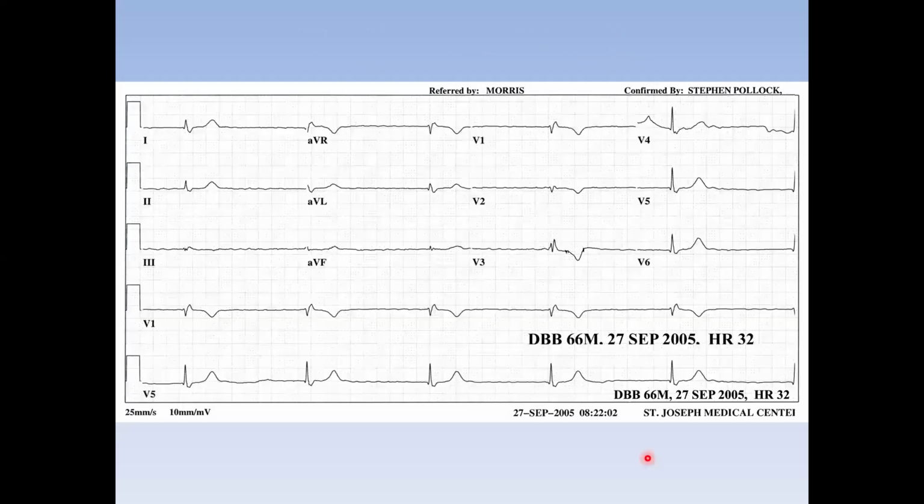So how about this ECG? Anybody comment on this? A fib with complete heart block, sir. And why is that? So there is a baseline that is wavy. Yeah, but regular RR interval. Yes, a junctional escape. Maybe there is retrograde.